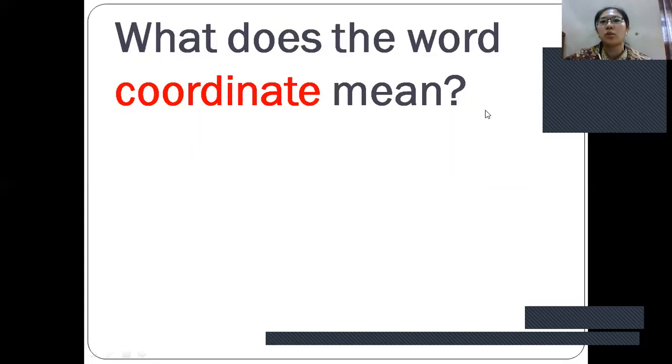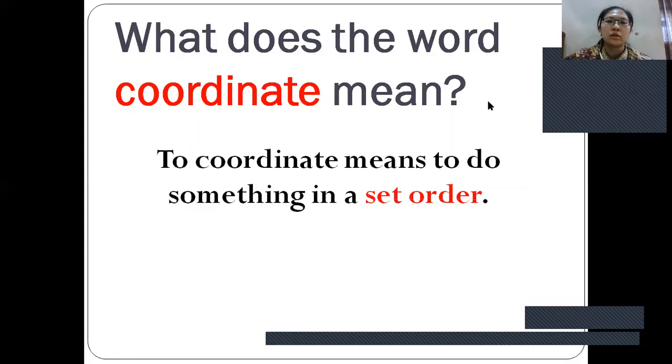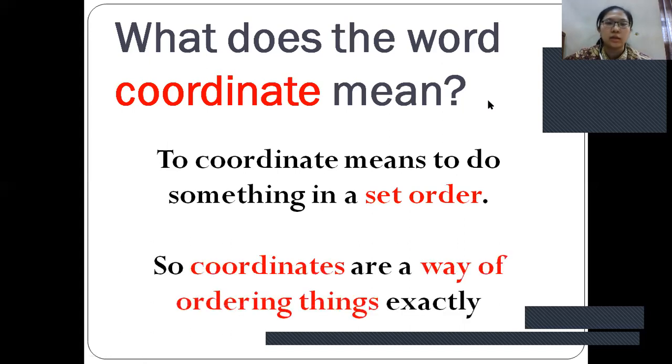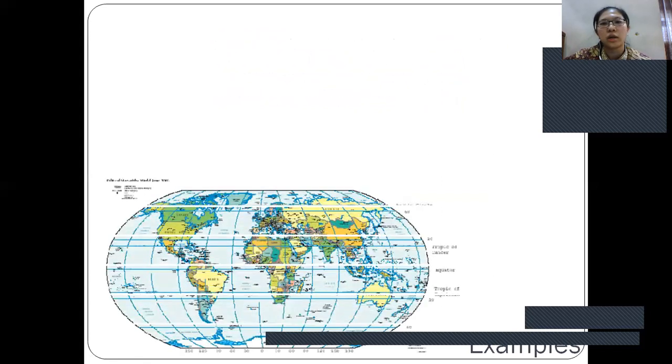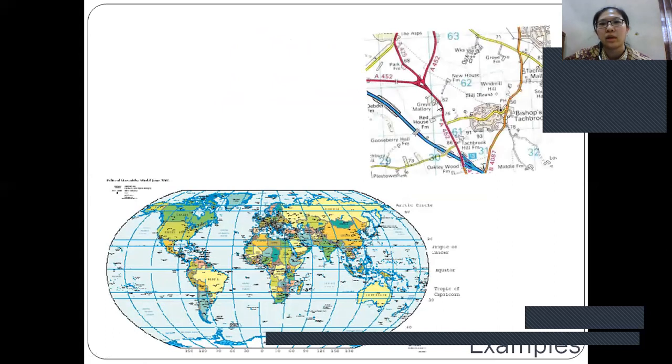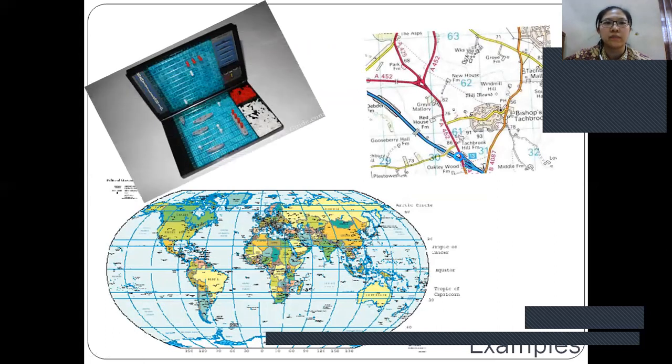Okay, what does the word coordinate mean? To coordinate means to do something in a set order. So coordinates are a way of ordering things exactly. With the person next to you, maybe your parents or your siblings, you can tell where you have seen or used coordinates before. Usually coordinates are used in reading maps or directions.